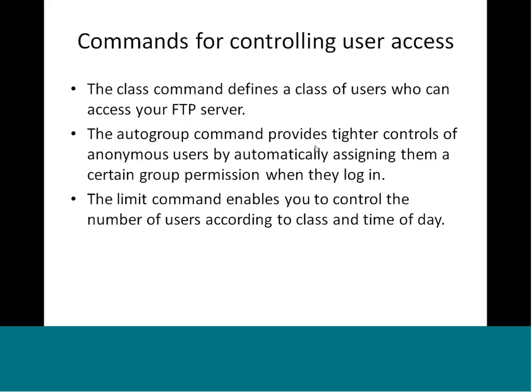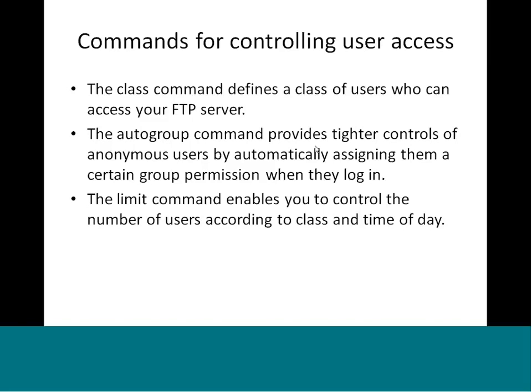So again, we talked about the user access. The way that we want to control the access is by defining the class, essentially the class of users. So one is the class command itself, which defines the class of users who can access the FTP server. There is also the auto group command, which provides tighter control of anonymous users. It does this by automatically assigning them to certain group permissions.